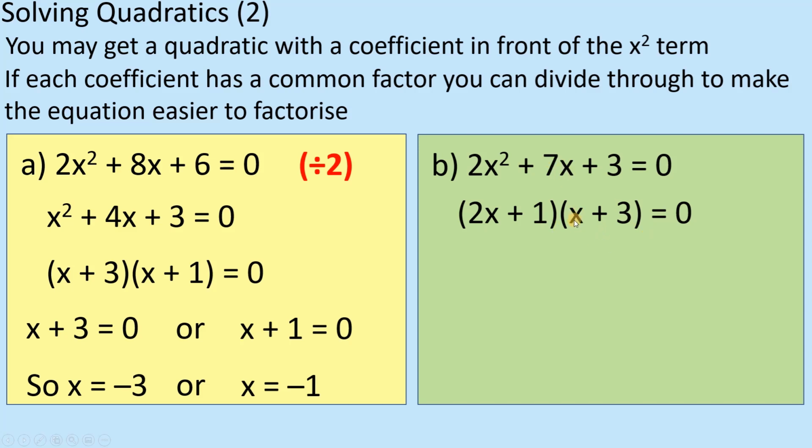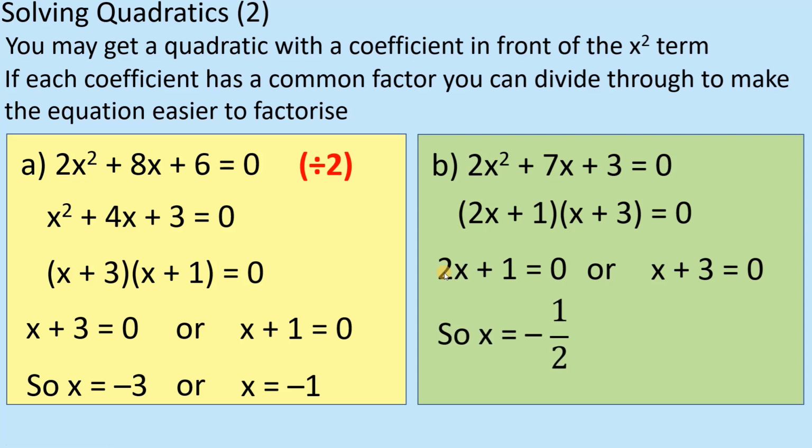So like before, we write either bracket is equal to 0. So either this equals 0 or this is equal to 0. And then it's rearranged again. So take away 1 from both sides and then divide by 2. That's going to give you minus 1 over 2, or minus a half. And this one, very similar to the previous one, but I need to take away 3 from both sides. So it's going to be minus 3.